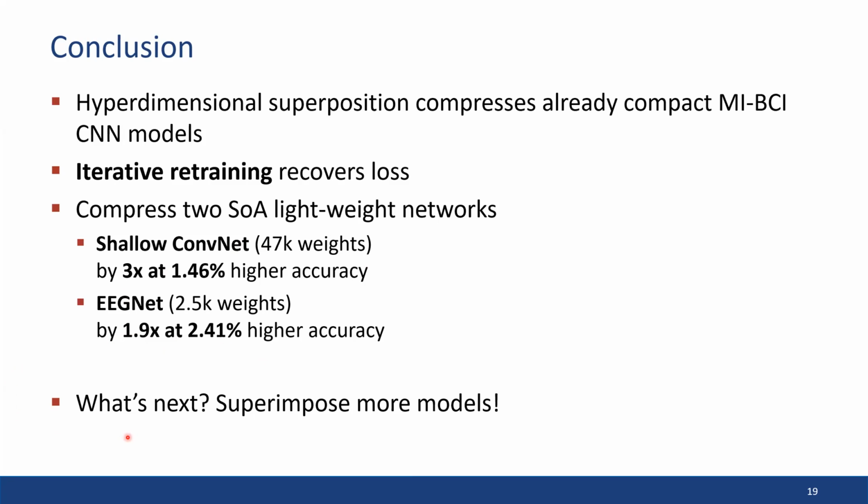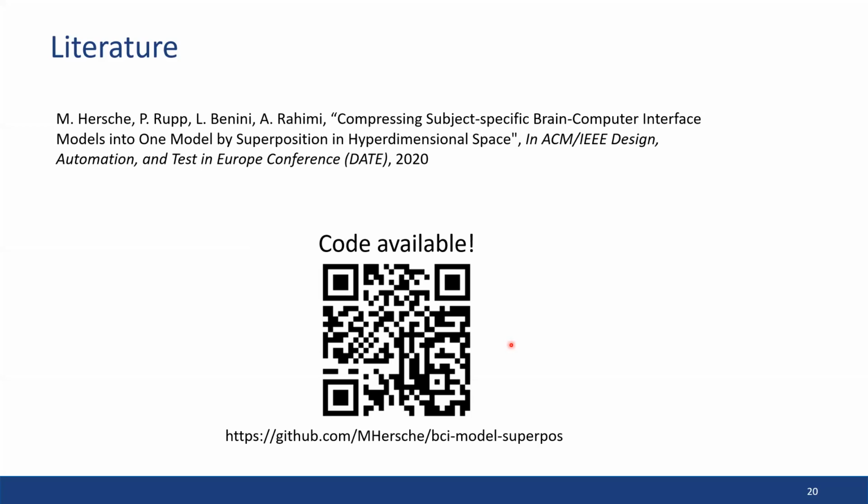So what's next? We've seen that we are indeed able to compress these networks, but what we are eventually, of course, interested in is when this will degrade. So we will try to superimpose more models, and for that we can use larger data sets which are actually available. There, for example, is the PhysioNet with more than 100 subjects, which we can use for this superposition in hyperdimensional space.